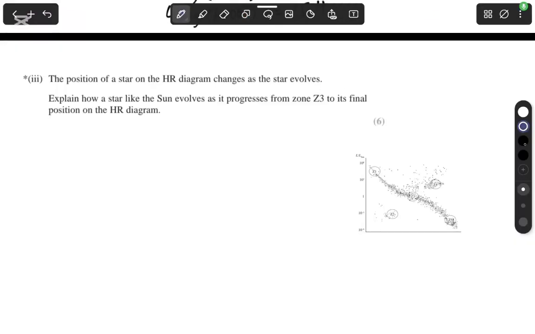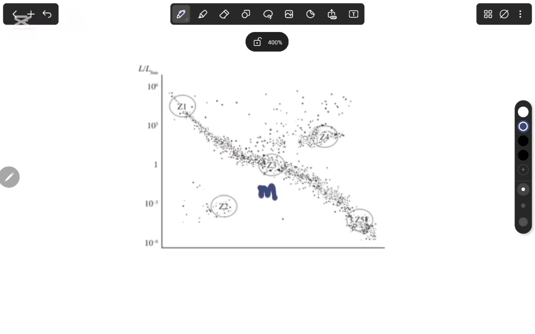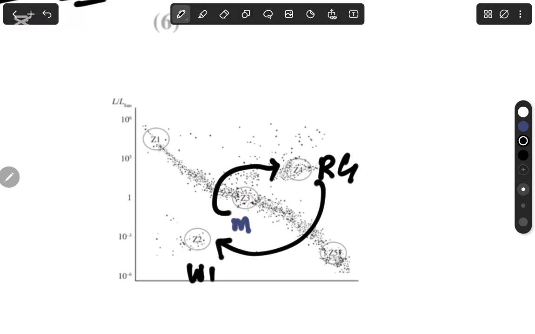In the final part of this question, we have to see how the position of a star on the HR diagram changes as the star evolves. Explain how a star like the sun evolves as it progresses from Z3 to its final position on the HR diagram. We know that this is the main sequence, and our sun is actually a low mass star, so it's going to go into Z4 and become a red giant, and then go to Z2 to become a white dwarf.